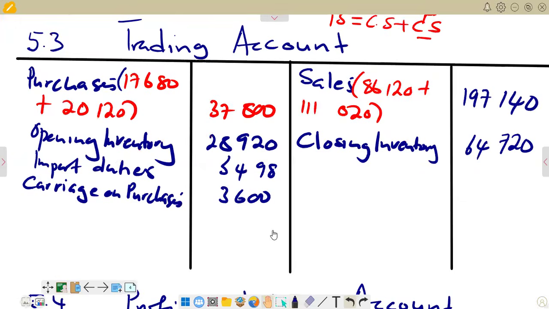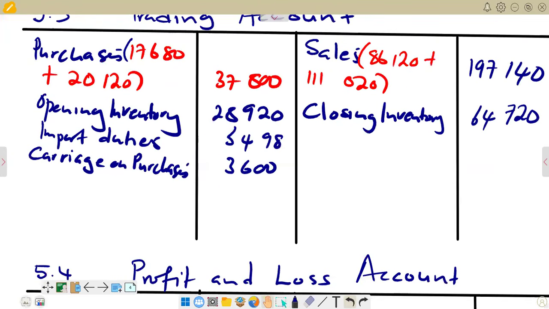So the trading account, the figure that we are trying to find is the figure for gross loss or gross profit. If we have the credit side being bigger than the debit side, we have a gross profit. But if the debit side is greater than the credit side, it's a gross loss. So if it's a gross profit, the balancing figure will be put here on the debit side as gross profit. But if it's a gross loss, it's supposed to come here on the credit side as gross loss.